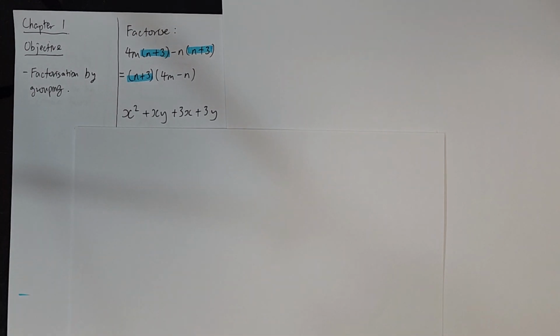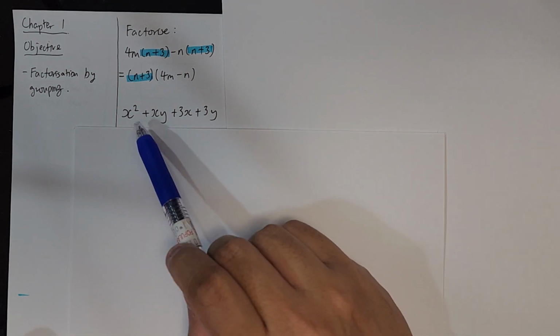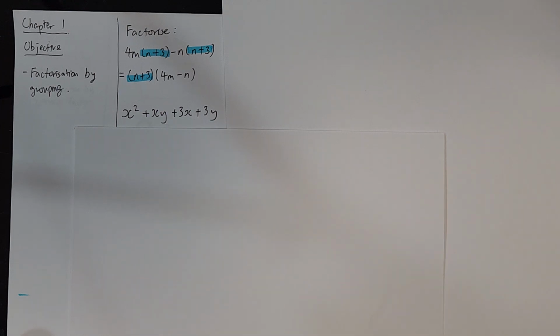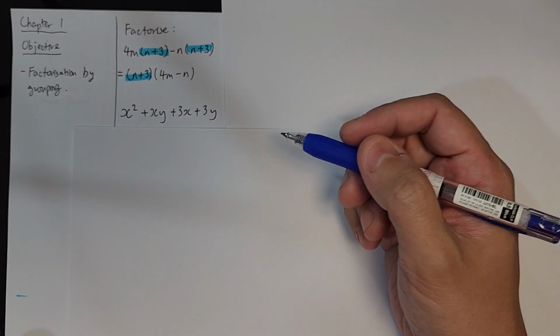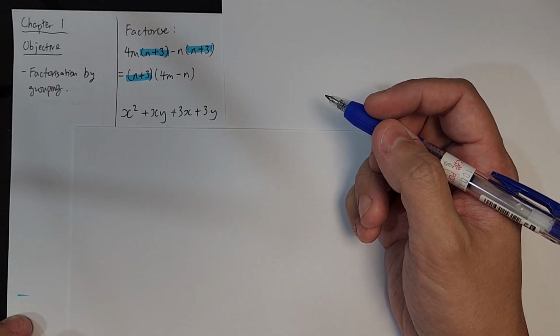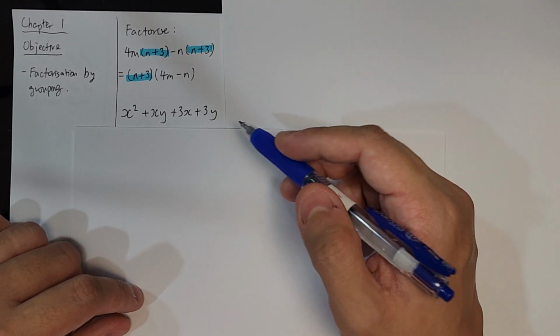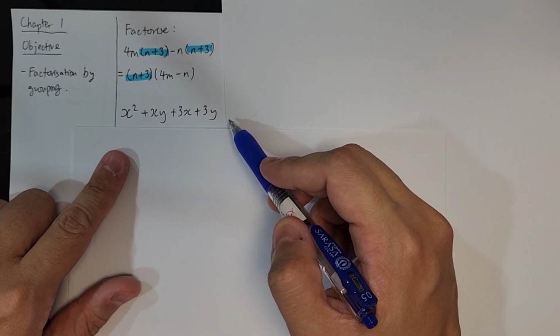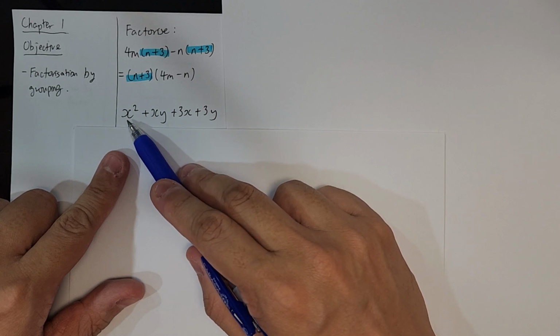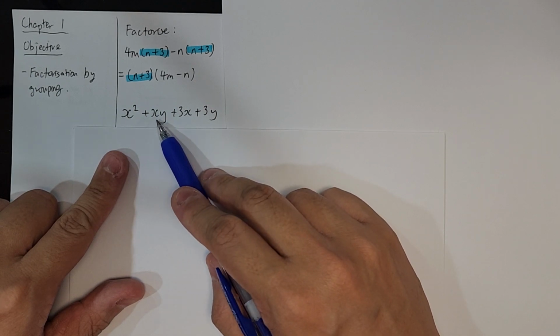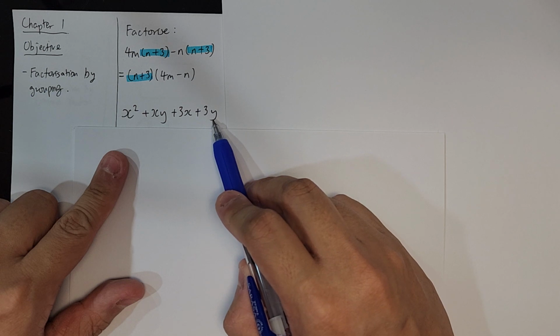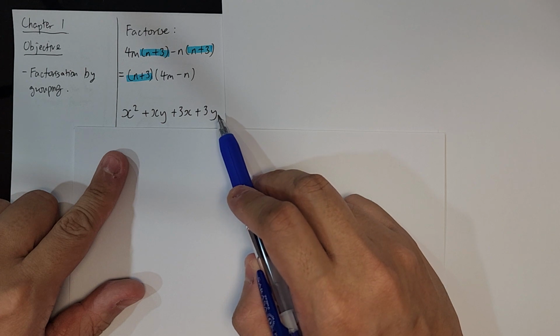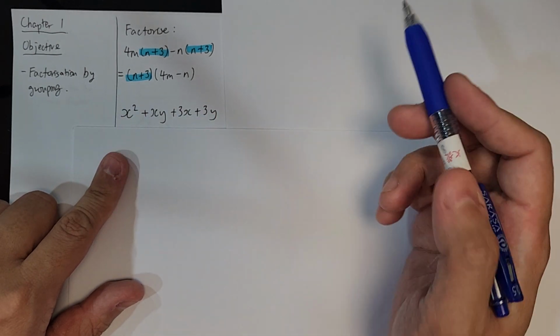Now, first and foremost, how do we identify factorization by grouping? First of all, you can see that there are 4 terms: 1, 2, 3, 4. This is already a sign that you have to do factorization by grouping. Second, if you look at all the 4 terms, there is no common factor for all of them. Like if I say x, the first term has x, this one has x, but the last term has no x. So there is no common factor for all the 4 terms, and we will do factorization by grouping.